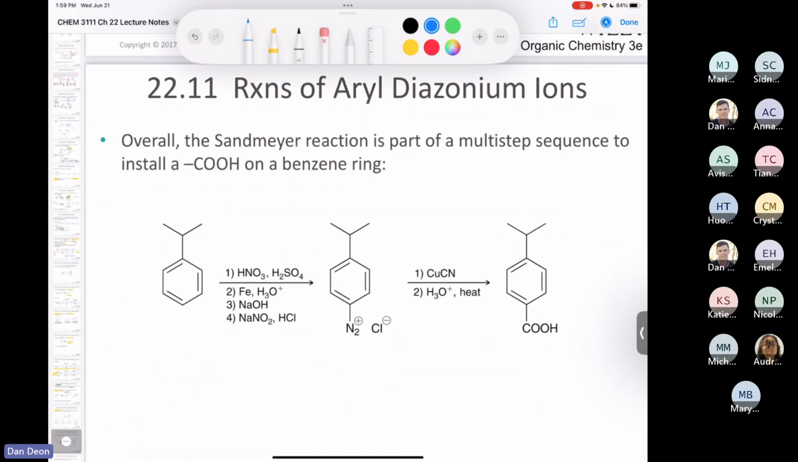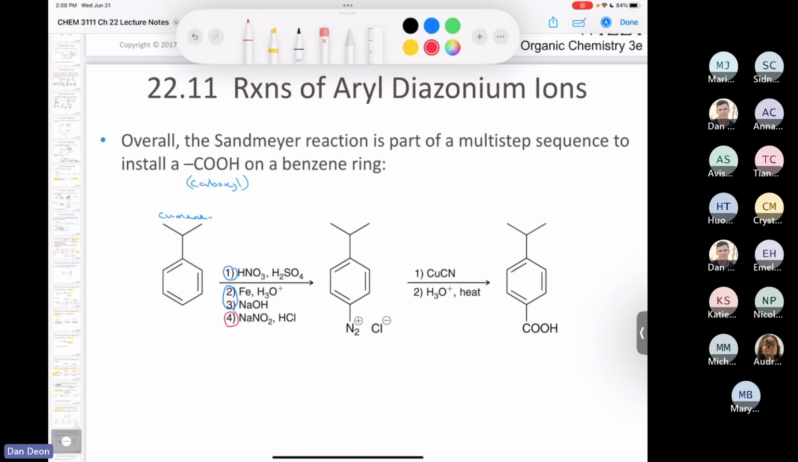So now we're switching gears from 20.10 to 20.11 and continuing on with this whole idea of aryl diazoniums. It says here that overall the Sandmeyer reaction is part of a whole multi-step sequence to install a carboxyl. So remember, this is called a carboxyl group on a benzene ring. If we have cumene, that's this molecule here, right? What's happening in the first step is we're nitrating, so we add a nitro group, then we reduce it with iron, then we neutralize with base, and then we do the diazotization reaction, right?